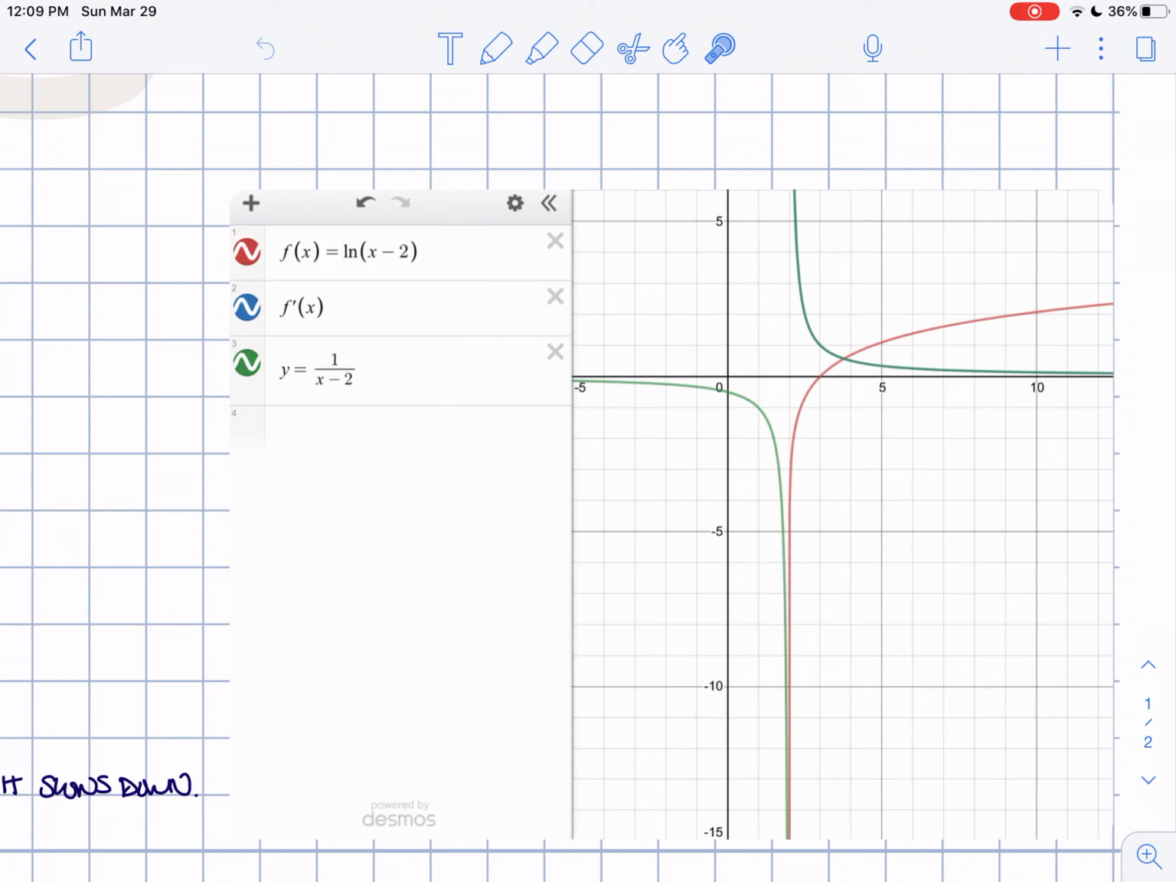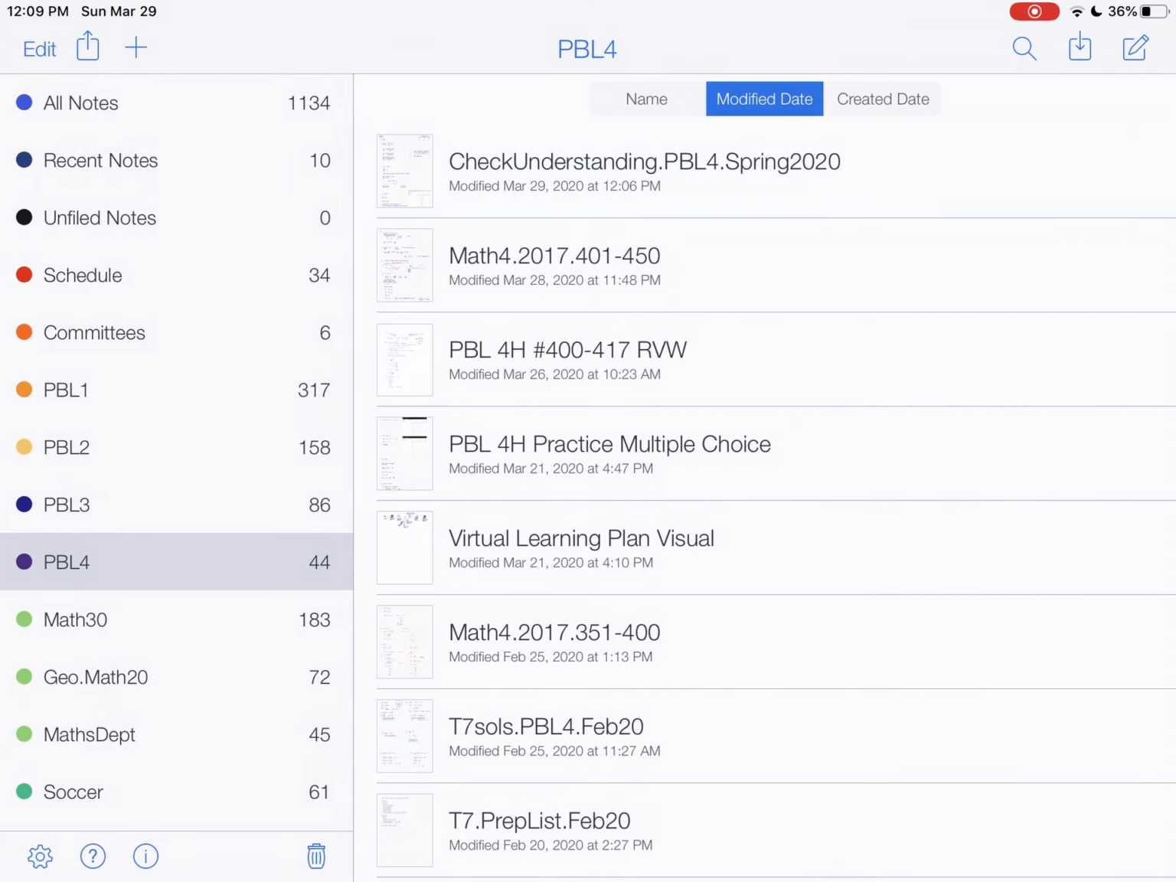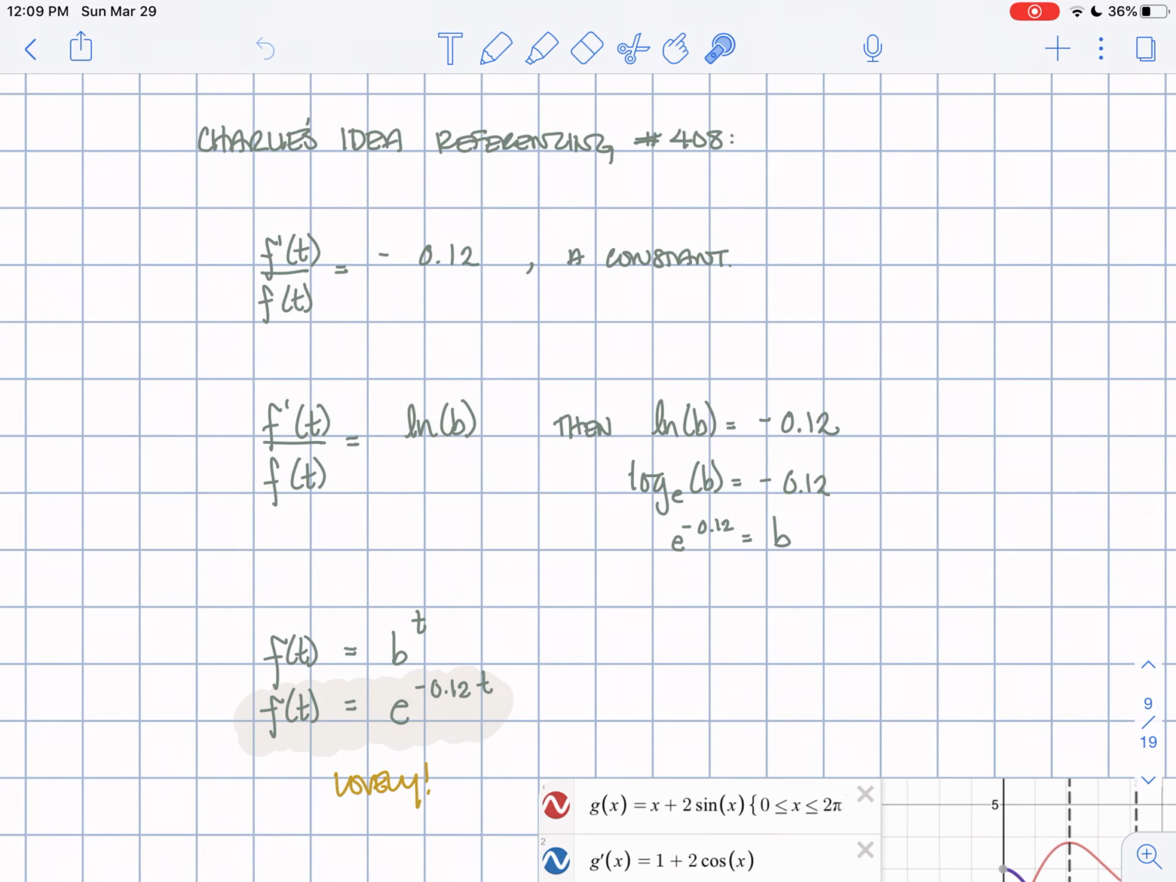And the last thing I want to do is speak to problem 2, which I want to actually give Charlie all the credit for. I had not thought of it this way, and he did. So I'm going to kind of go to Charlie's problem and maybe take away his presentation for the week. But he had this lovely way of referencing number 408 and rewriting these problems as f'(t) divided by f(t) equaling a constant.